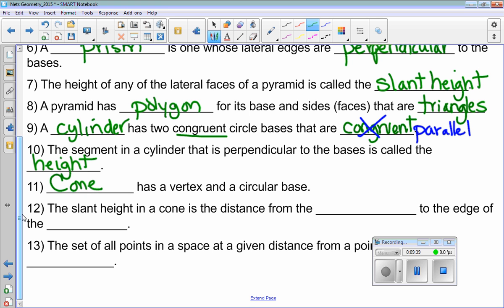Number 12, the slant height in a cone. If I had a cone, which I don't have around the room, I'm looking. I guess this is sort of a cone, not really. Sort of. I could create a cone very easily. How could I take this and make a cone?